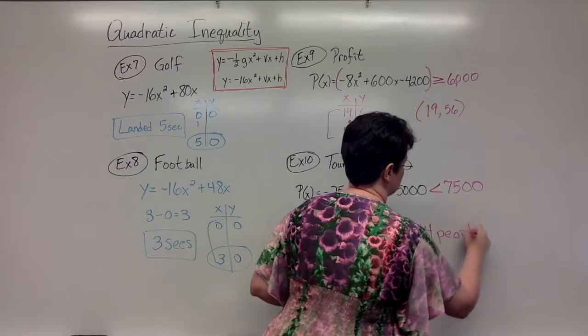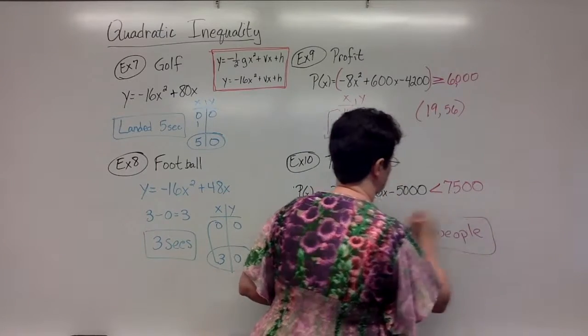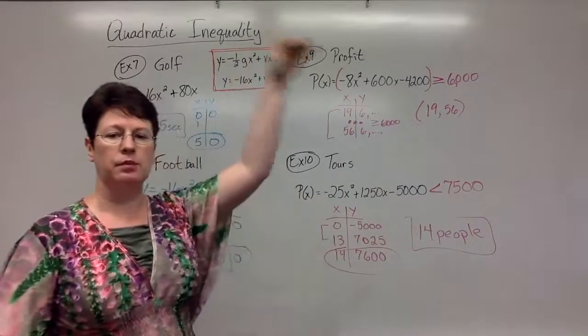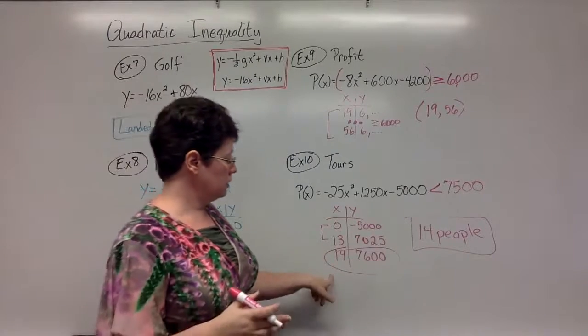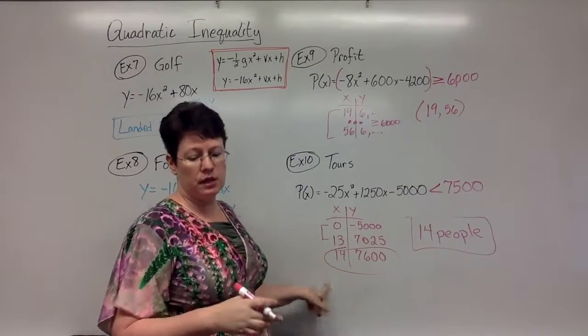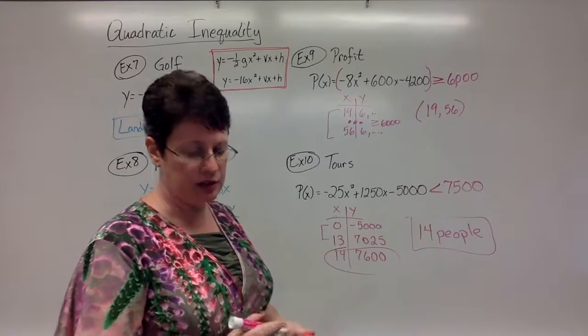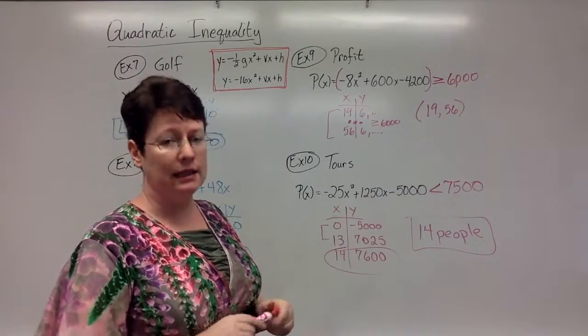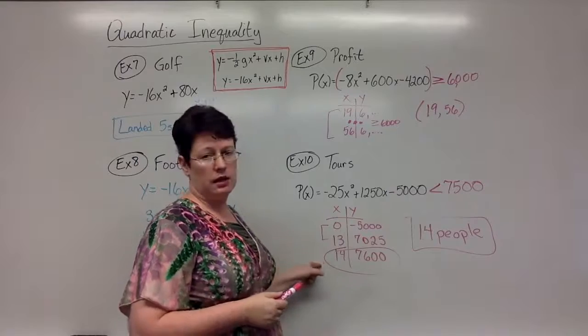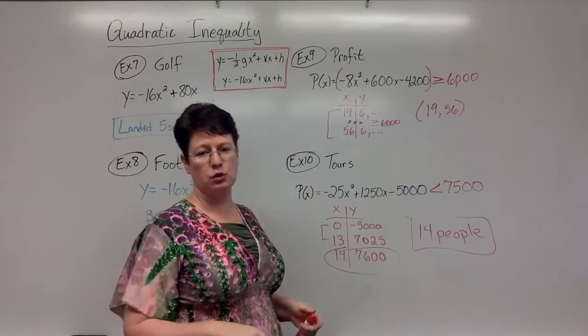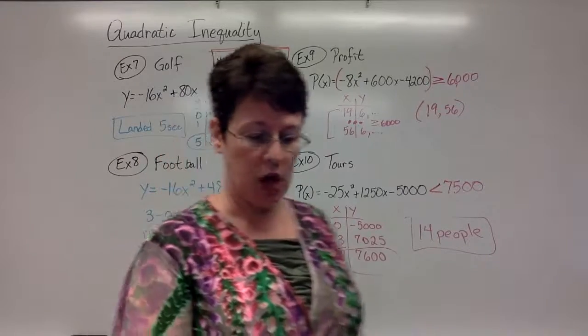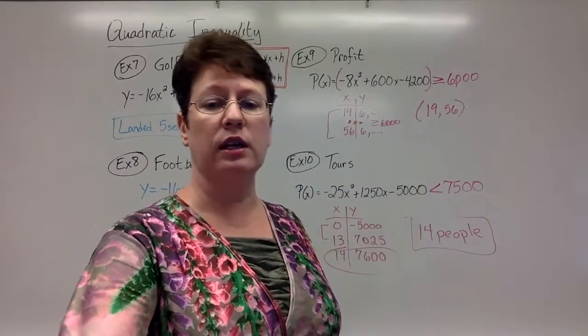Now you say, Mrs. Boots, what about the other side? Because your quadratic is going to come up and go back down. You're right. The other end, you could do it, but they didn't ask for that. They asked how many was at least needed to be signed up. They don't care if you have too many people. That's when they schedule a separate tour. This concludes all of our examples for quadratic inequalities.